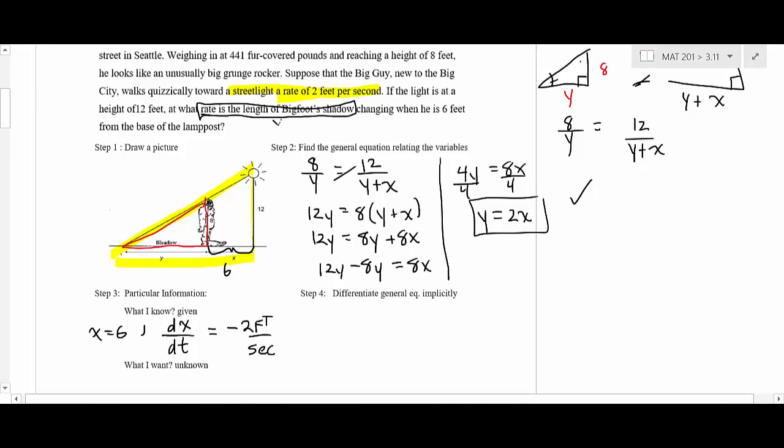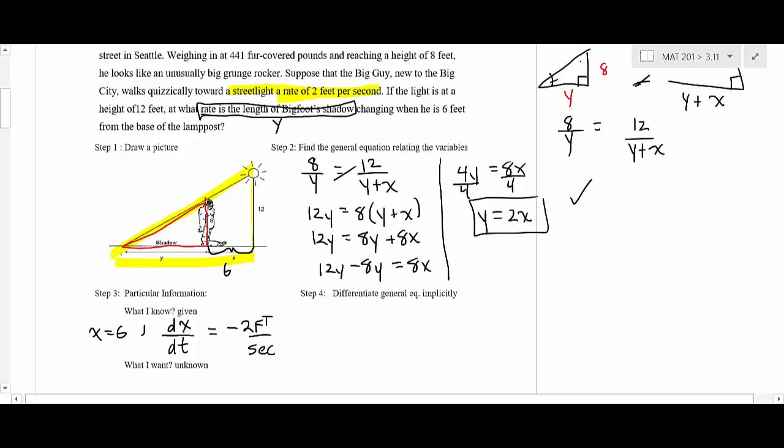Y. That's the whole key, is you got to know what the variables represent. Y is the shadow. X is the distance from that. And see, they gave you the distance, the rate of change towards the pole is negative 2 feet per second. That's why that's dx over dt. Does that make any sense?